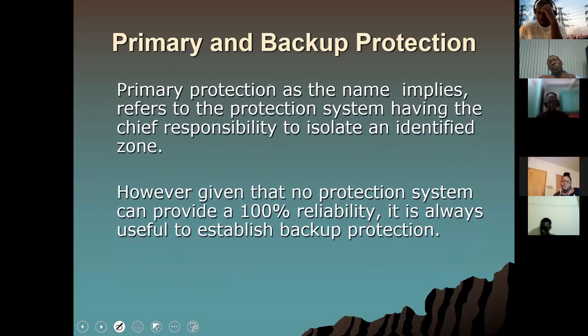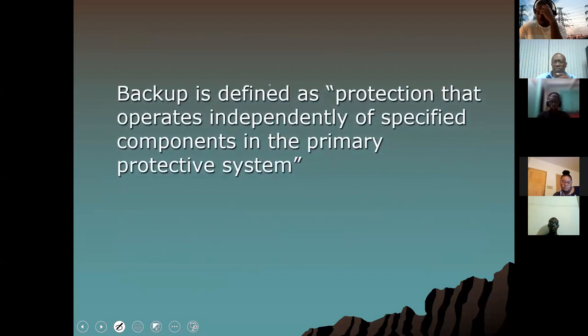Now, we know that the protection is not 100% reliable, though we aim for it. And so we want some backup, some just in case protection, yes? With your backup, there are some keywords that we are using here. It operates independently of the components in the primary protective system for obvious reasons. Right? Because backup protection only comes into play if primary fails.